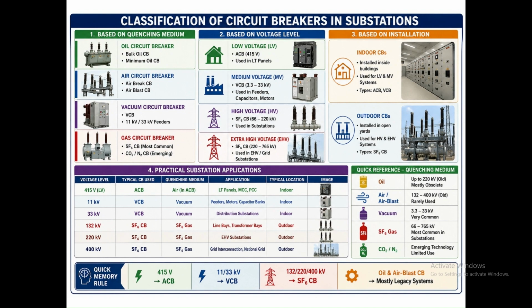Similarly, this is the overall summary of substation applications. For quick memory, we can remember: up to 415 volts, we can go for ACB. Then 11 to 33 kV, we can go for VCB. More than 132 kV, we should go for SF6. The typical locations are also based on the voltage level and the circuit breaker. The substation applications with the image have also been mentioned in section 4. You can analyze that.